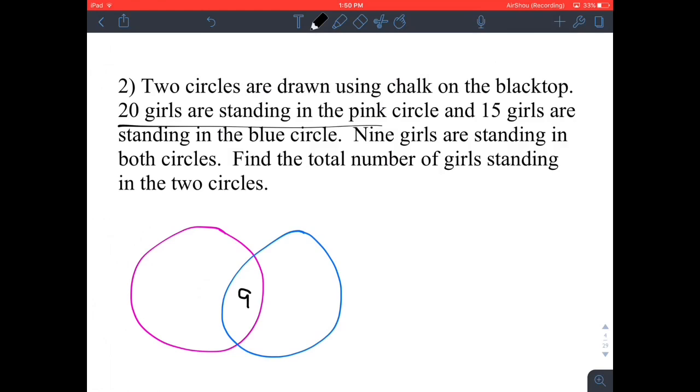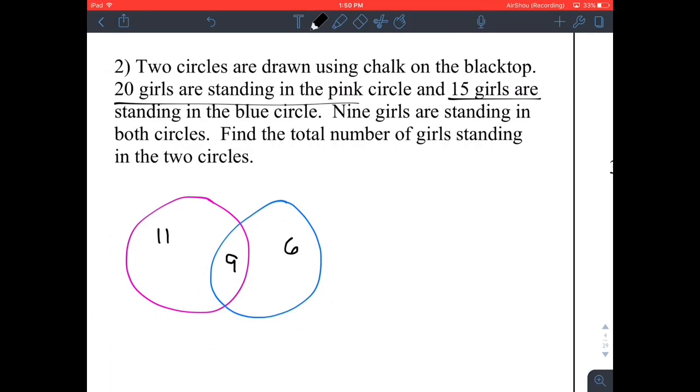20 are in the pink. 20 minus 9 means there's 11 that are in the pink circle exclusively. It says 15 are in the blue, and 9 are already being shared. So that means 6 are in it exclusively. And the total number of girls standing in the 2 circles, so 11 plus 9 plus 6, that's 26 ladies.